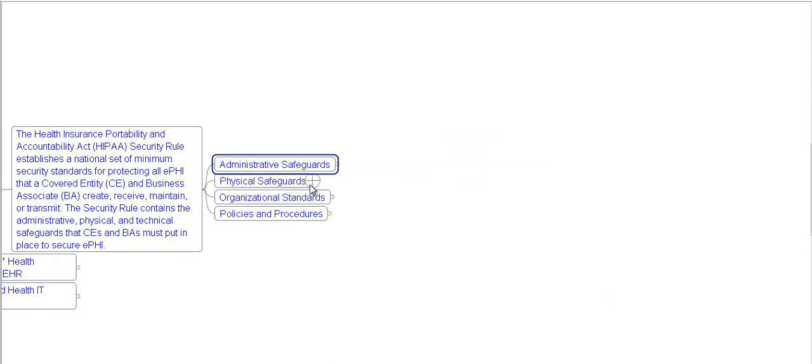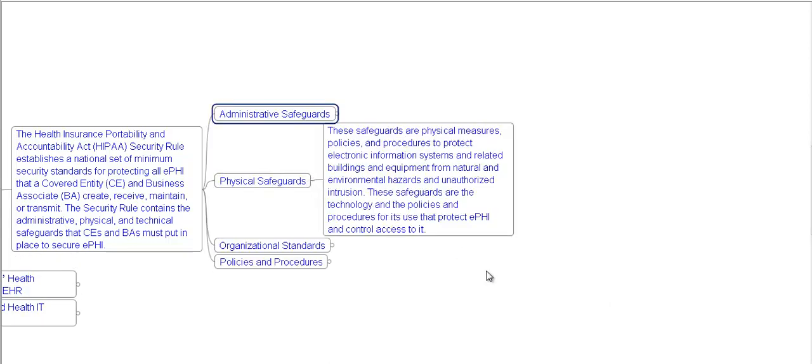Physical safeguards. These safeguards are physical measures, policies and procedures to protect electronic information systems and related buildings and equipment from natural and environmental hazards, and unauthorized intrusion. Technical safeguards are the technology and the policies and procedures for its use that protect ePHI and control access to it. ePHI stands for Electronic Protected Health Information.